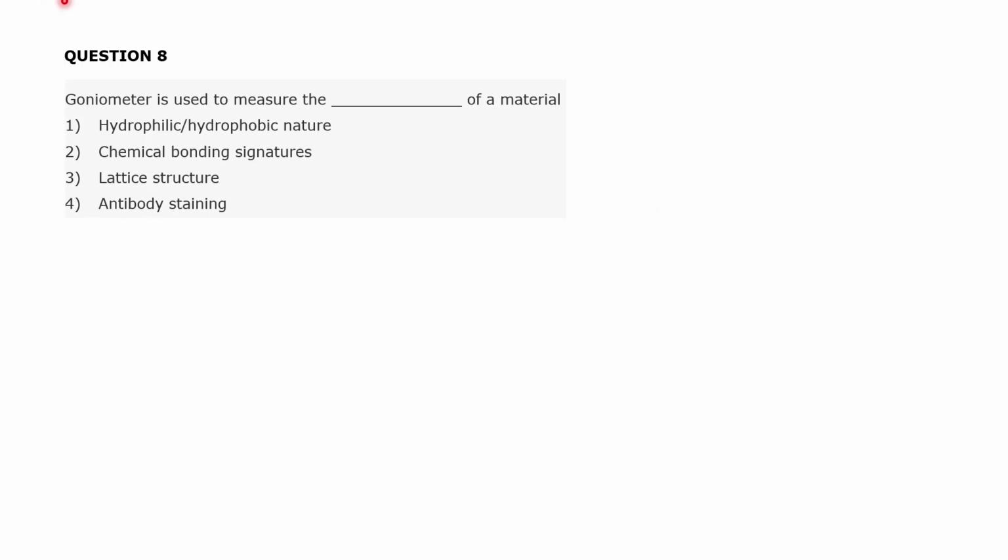Coming to question number 8: goniometry is used to measure what property of a material? Hydrophobic or hydrophilic nature, chemical bonding signature, lattice structure, or antibody staining, which might be the answer? Okay, does anyone have any doubt? I think someone raised a hand. Yeah, I'm getting option number 1, hydrophilic or hydrophobic nature. Any other option there?